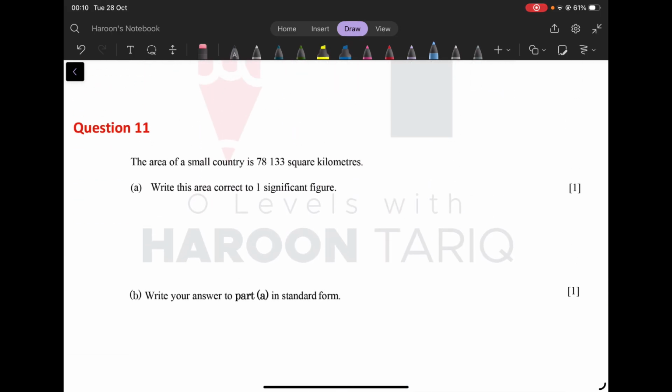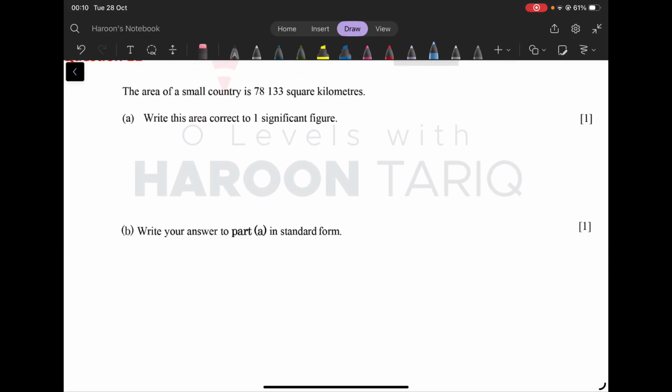Okay, I'll just do this one. The previous question was from a different chapter. Area of a small country is this much. Write this correct to one significant figure. The second significant figure is 8, so the previous number increases by 1. So 8, and then we replace every next digit by 0, which is before the decimal, of course. So this would be the answer.